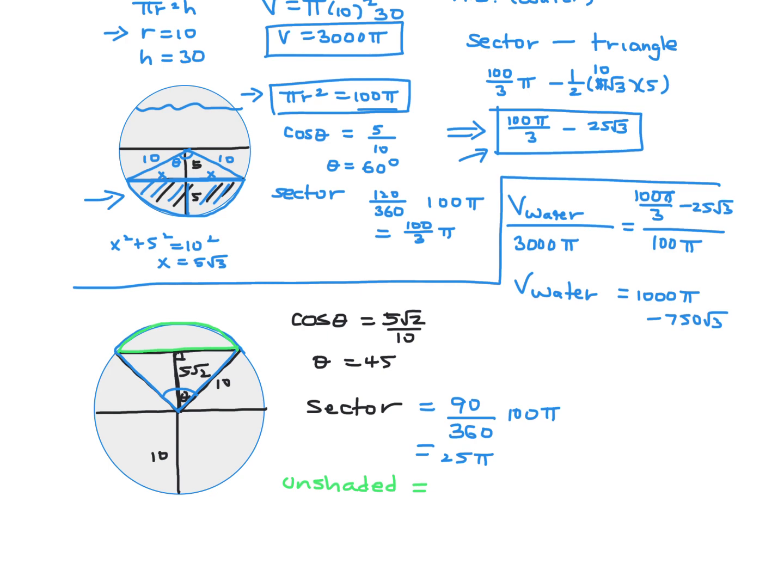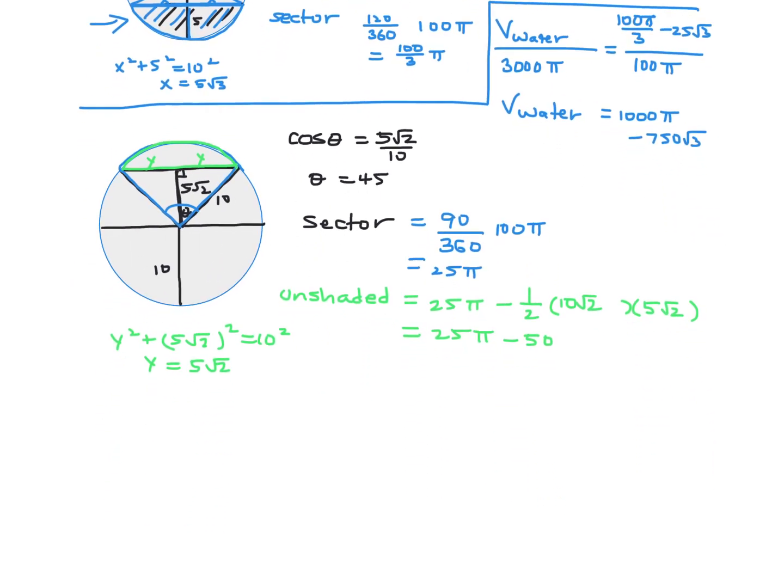the 25 pi minus that triangle, so 1/2 base times height again. So the height is 5 root 2, and then the base, do I have to do Pythagoras again? Yeah, I do. So if the base is y, y squared plus 5 root 2 squared is equal to 10 squared. So when you solve for this, you get y is equal to 5 root 2. So that means the base would be 2y, so that's 10 root 2. So this will be 25 pi minus 25 times 2, which is 50. Okay, so that's the unshaded.